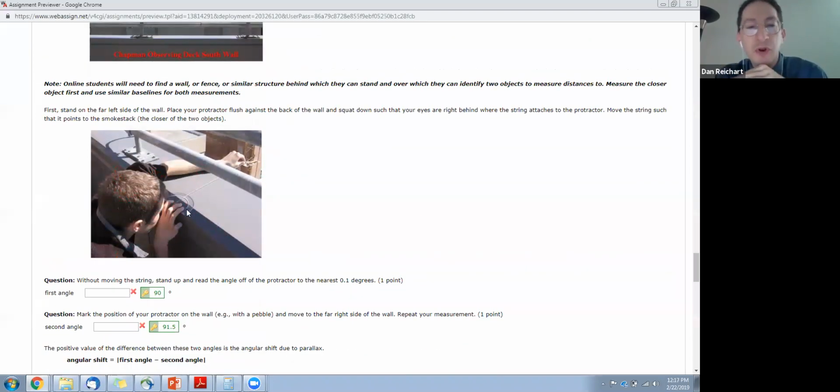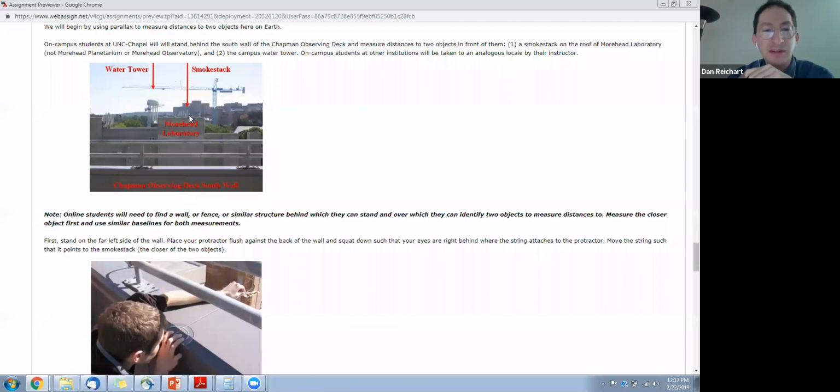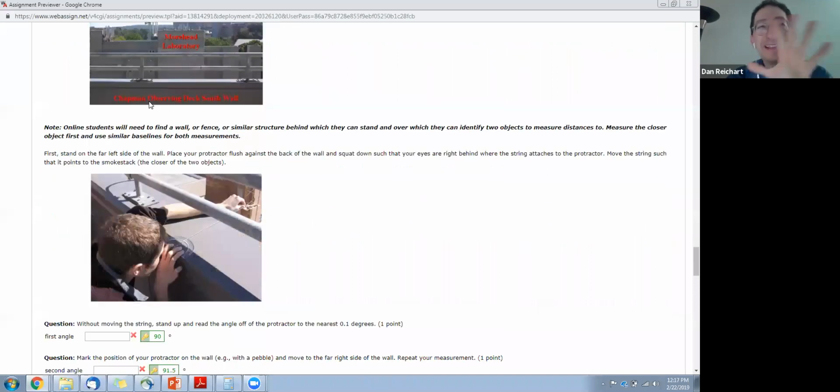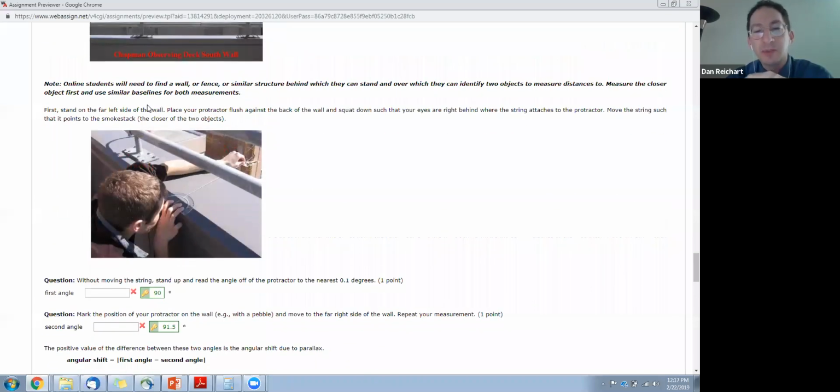And this is how we do it. Again, there are the protractors and the strings. We have a nice straight wall, so the students get their eyes down at protractor level. We'll point to one of the two targets. We have a nearby target. The lab's built around finding a nearby target. In this case, it's the smokestack. And a far away target. In this case, it's the water tower. And again, you want it to be kind of perpendicular to your baseline, because we're not going to get into doing it trigonometrically.